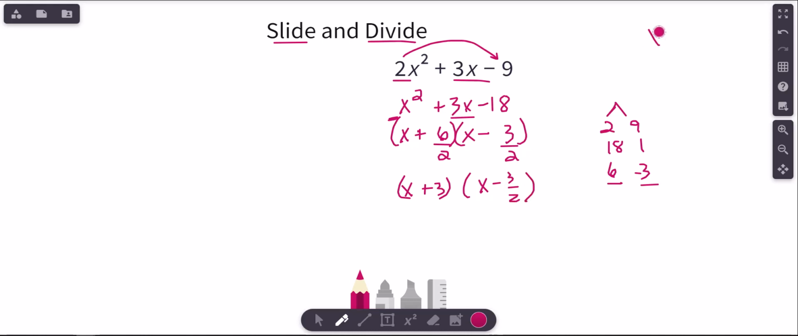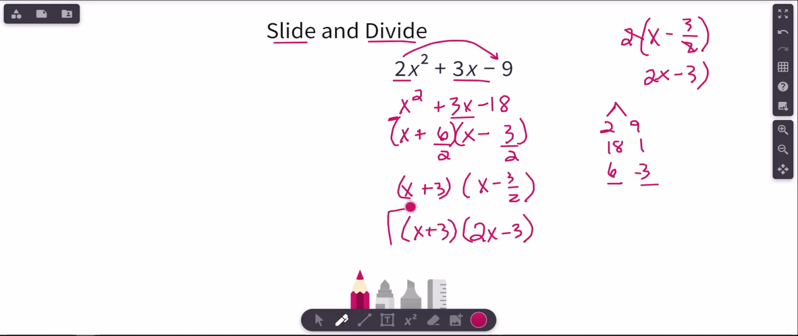And then for that x minus 3 over 2, we do not want a fraction in our factor, and so we would rewrite this. In order to rewrite it, we would multiply by the denominator. So 2 times x would be 2x. 2 times 3 over 2 would just be minus 3. And so our factors end up being x plus 3 and 2x minus 3. Again, regardless of what method you choose, you should end up with the same factors every single time.